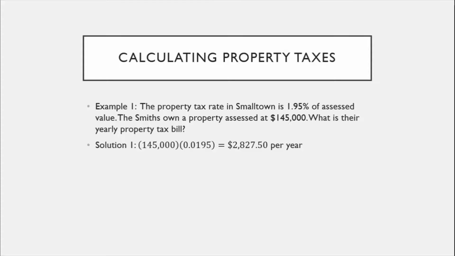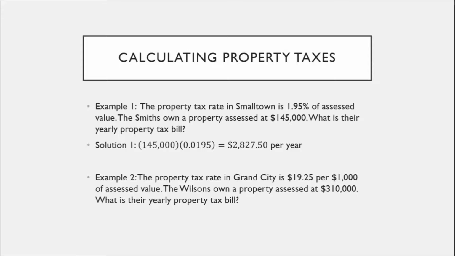Okay, this one's not too bad. All we have to do is multiply these two numbers together. So we have to multiply 145,000 by 1.95% as a decimal form. So just move that decimal point over two places to the left. And we'll see that the Smiths owe about $2,827.50 per year in property taxes.